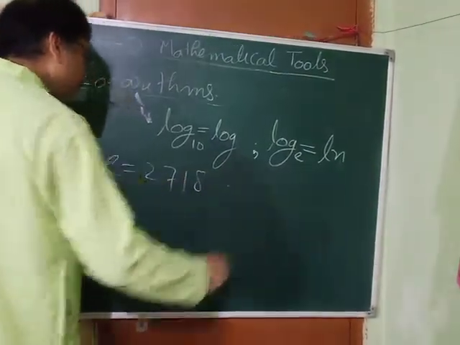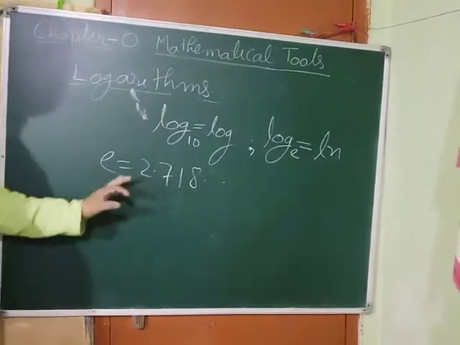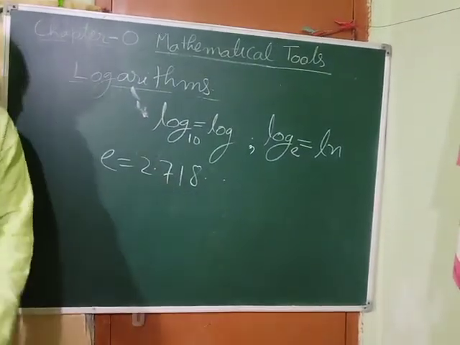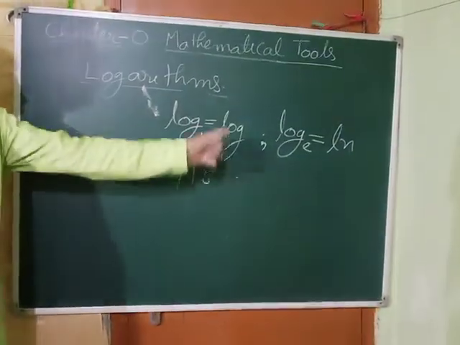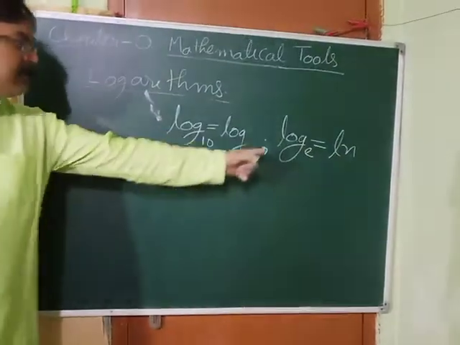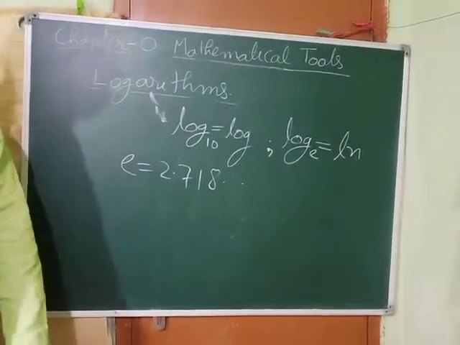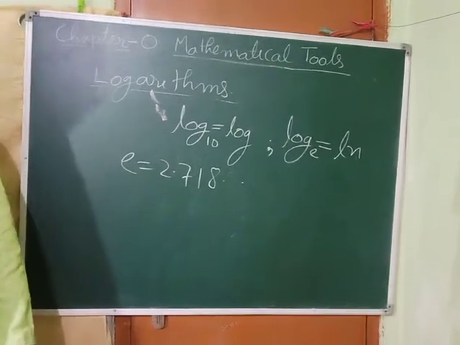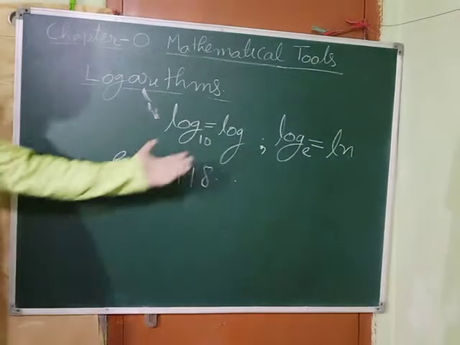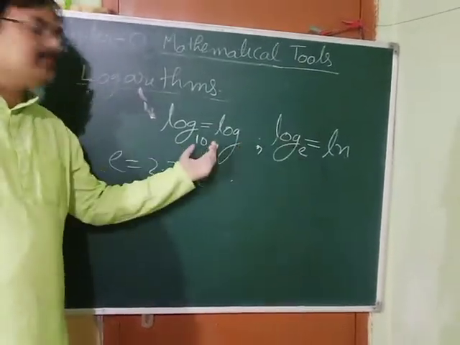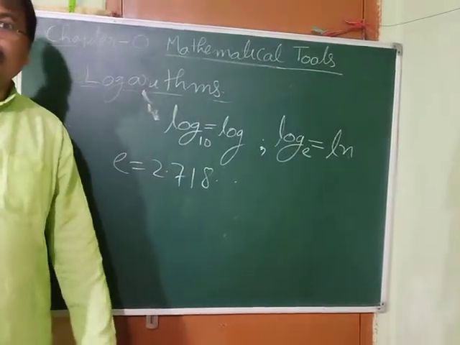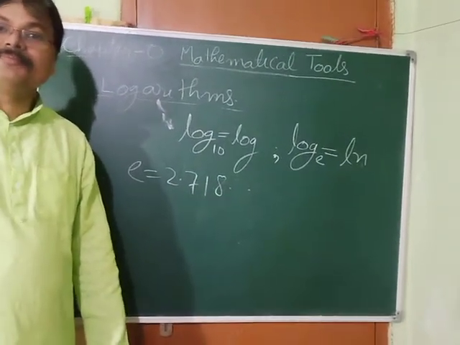2.718, okay, long number is there. So approximately you can write e is equals to 2.718, okay. This is a number and the log which is connected with this, that is called natural logarithm. Clear? And you can convert from log to the base e to log to the base 10, okay. There is a conversion factor also, okay.